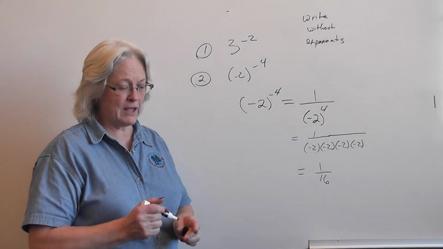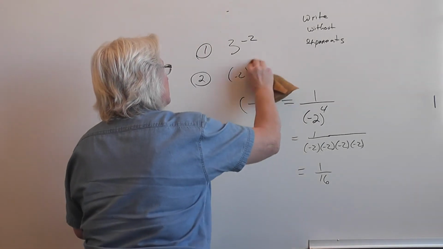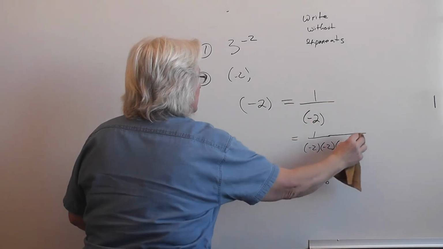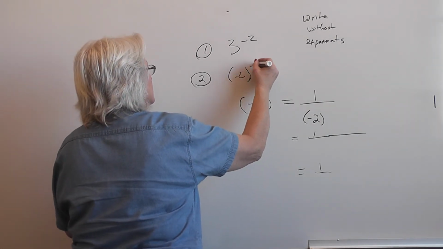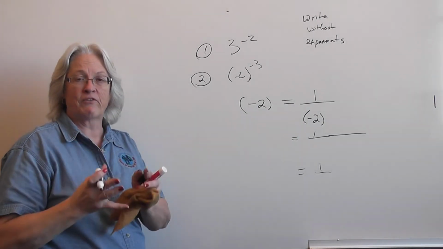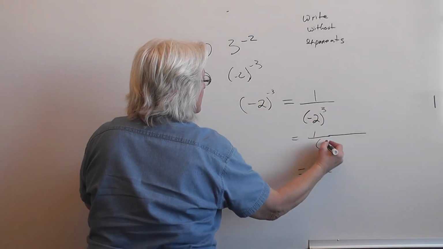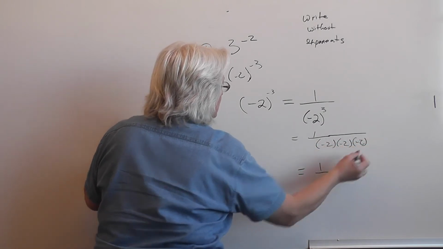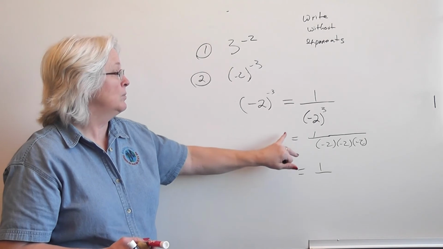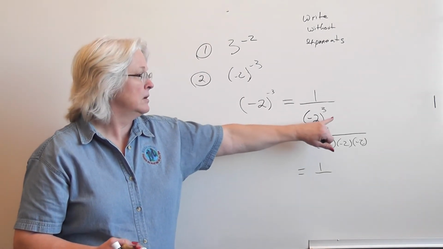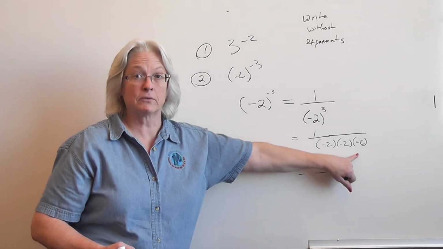Okay, however, what would have happened if this problem had been a little bit different? If instead of being negative 4, we had quantity negative 2 raised to the minus 3. A factor is a negative 2. We are going to use that in the denominator 3 times. Negative 2 times negative 2 times negative 2. Negative 2 to the negative 3 in the numerator. We move that power to the denominator. The exponent becomes positive. This says use negative 2 as a factor 3 times.